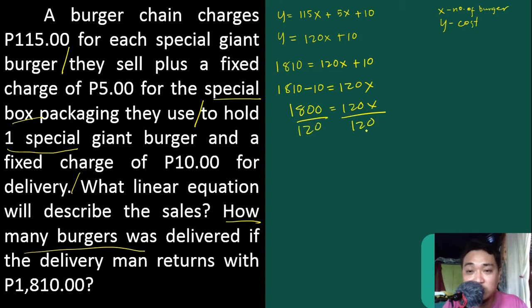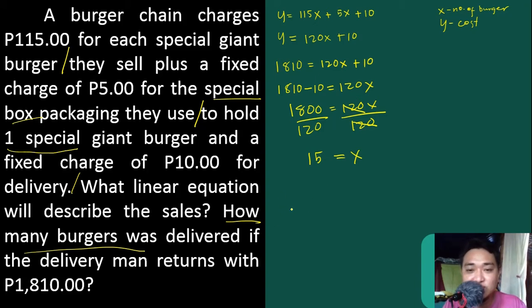120 divided by 120 is just 1. So let us just cancel them out. So what is left here is x. Now let us divide 1,800 divided by 120. So that is, if you're going to use your calculator, that will be 15. Ano po? That is 15.